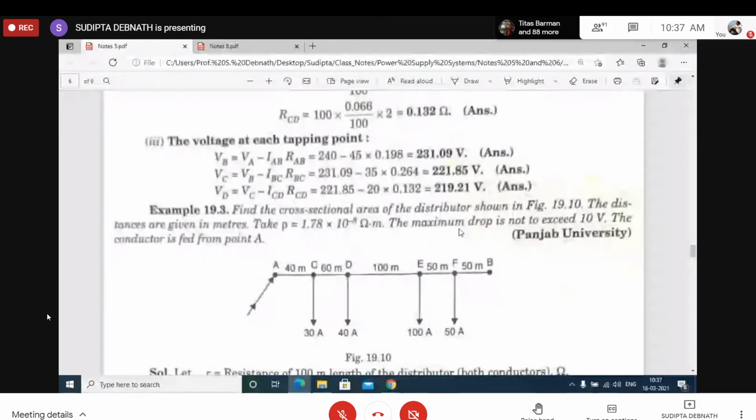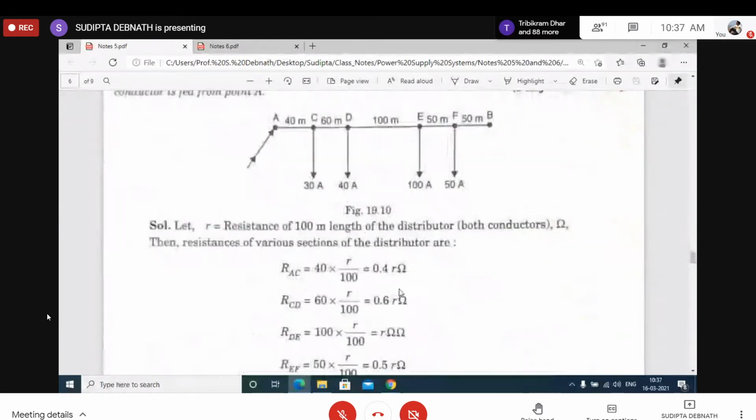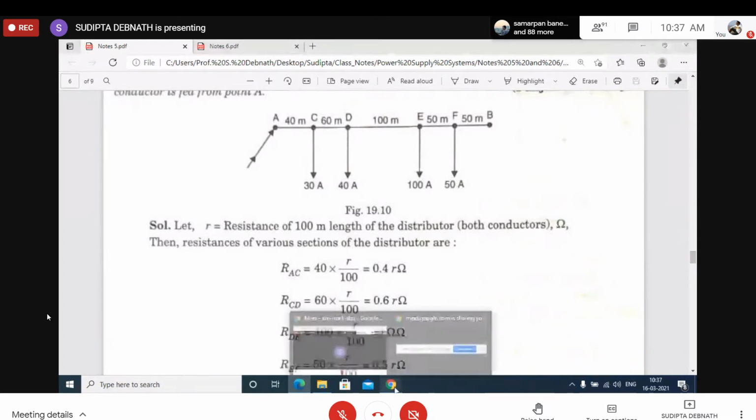See what they have done. This is RAC. They have considered R as the resistance of 100 meters of length of the distributor of both conductors. So they have not multiplied it by 2. You can also consider the length of each conductor as R and multiply it by 2. You can proceed in this way too. So they have found out the resistance of different conductors.